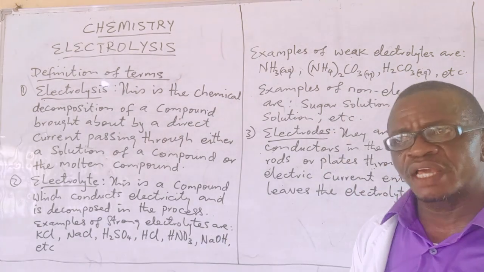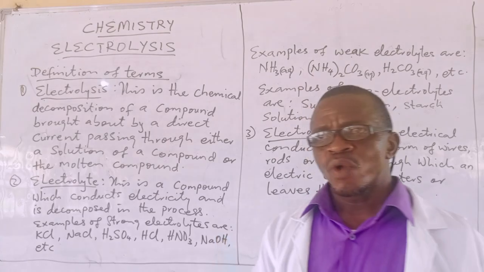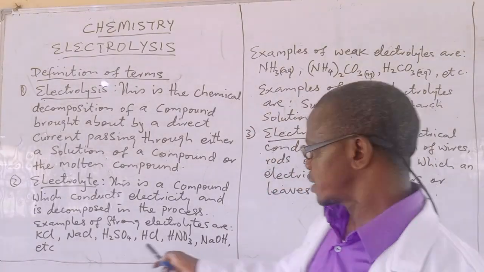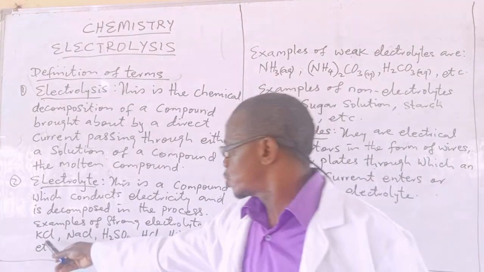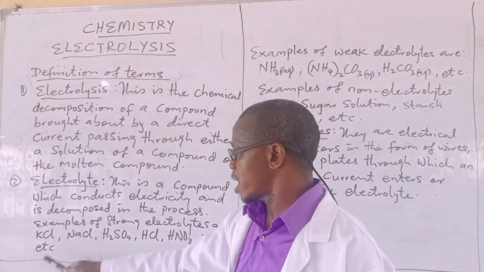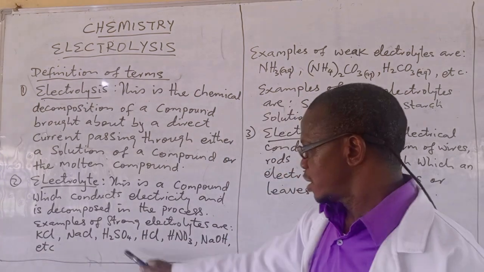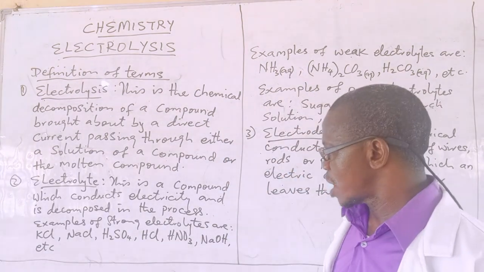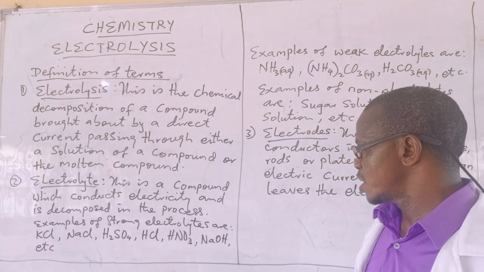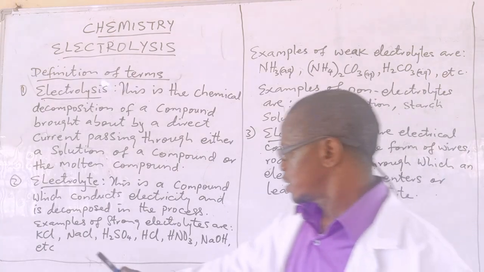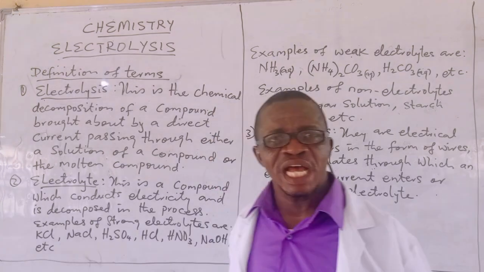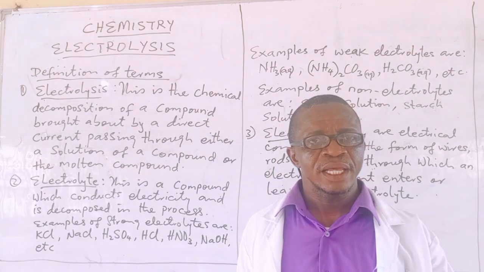Now I have some examples. We have strong electrolytes, we have weak electrolytes, and we also have some that are non-electrolytes. The examples of strong electrolytes include the following: potassium chloride, this is KCl, sodium chloride, tetraoxosulfate 6 acid, hydrochloric acid, trioxonitrate 5 acid, sodium hydroxide, and so on and so forth. We have many of them. These are just a few strong electrolytes.